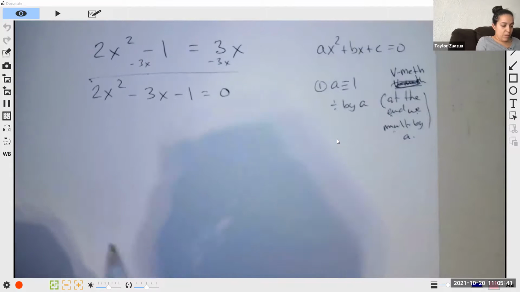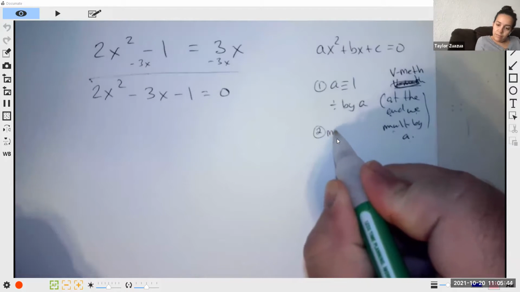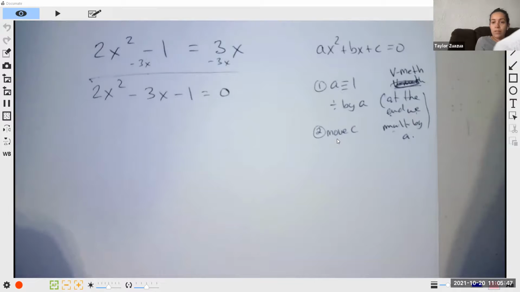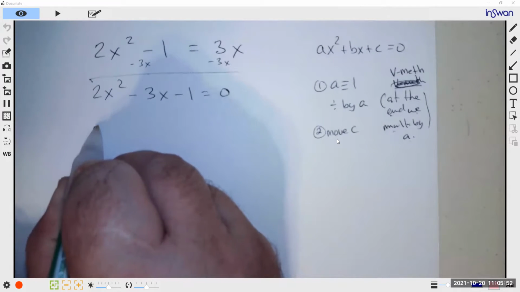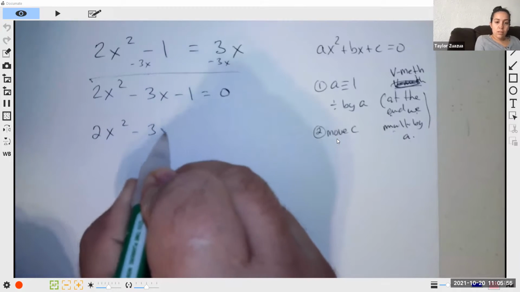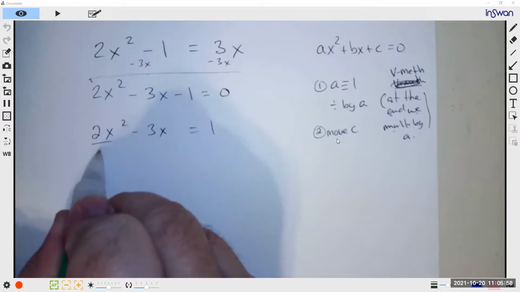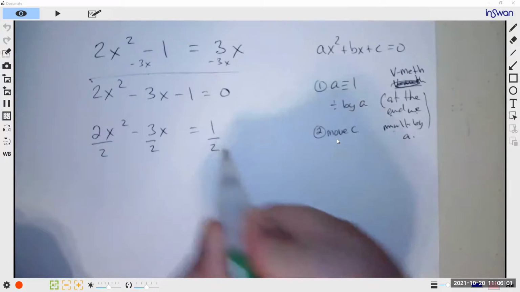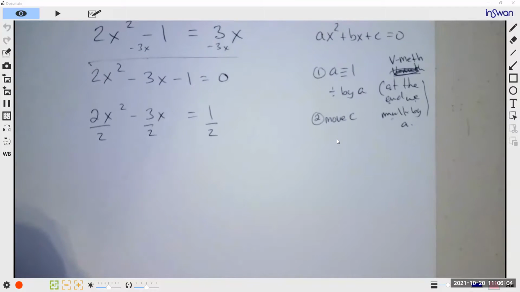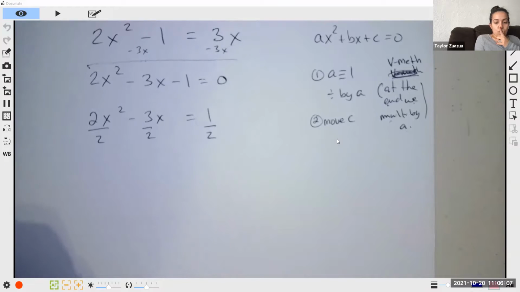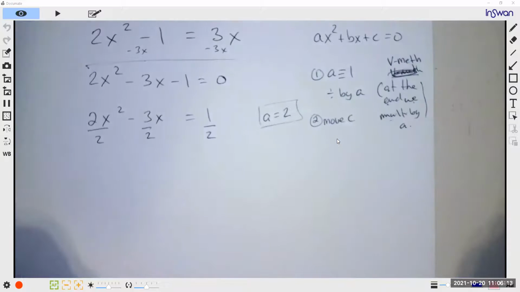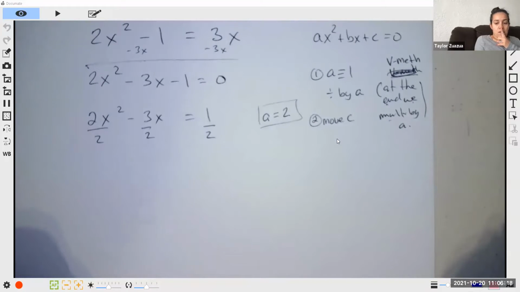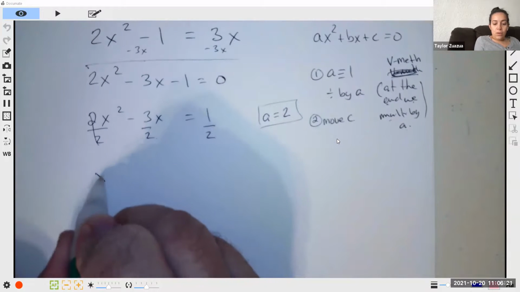So now we add the B over 2, or move, nope, C. We move the C over first. So we have 2x squared minus 3x equals 1. We have to divide by 2 everywhere. Remember that A equals 2. That's important.